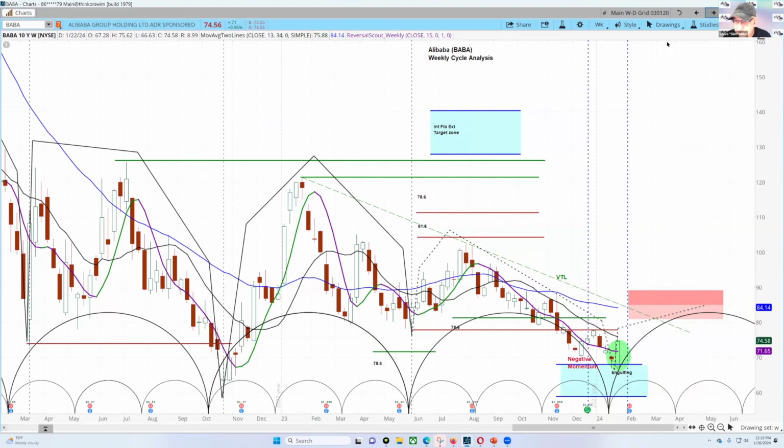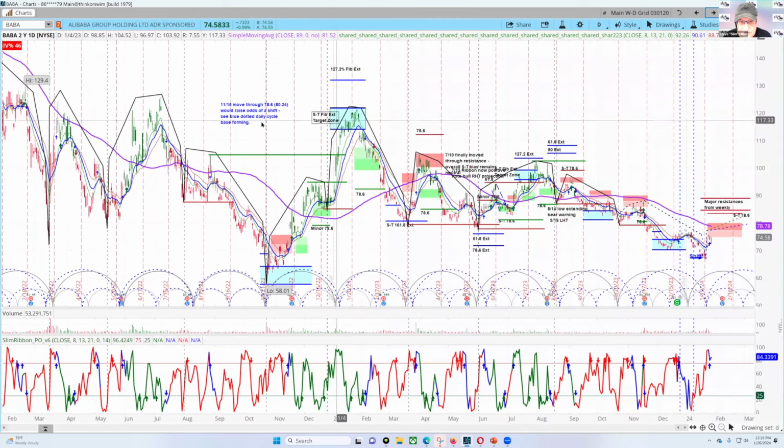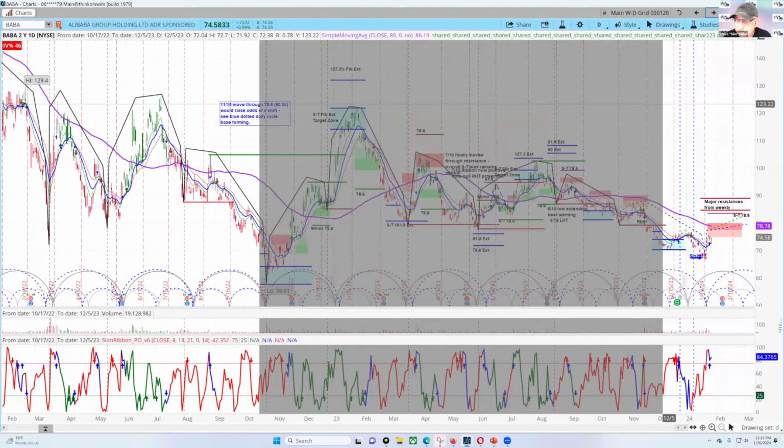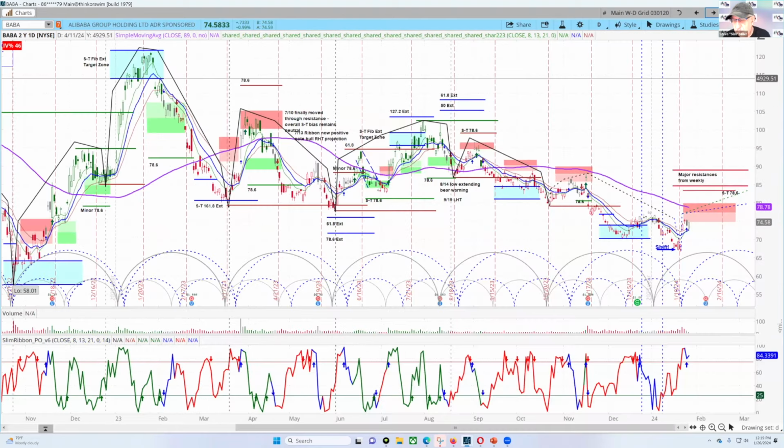Let's look at the daily chart right over here. The daily chart has a little shift in it, and we have a lot of people that ask us about this. They see this ghosted out cycle right over here. That was where it was actually making the bottoms. You could see where those troughs came and lined up.